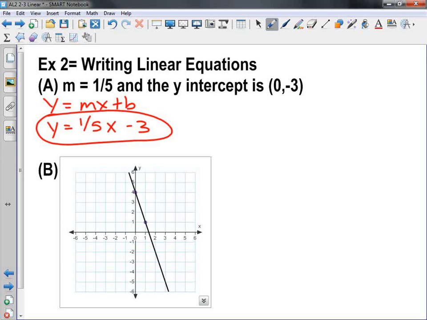Part B gives us a graph, and we need to come up with the equation from that graph. Okay. So what two pieces of information do we need to know to write the equation down? Y-intercept and what else? Slope. So on B, can we find out what the y-intercept is? What's the y-intercept? 4. Because it crosses the y-axis right here at 4. What's my slope?